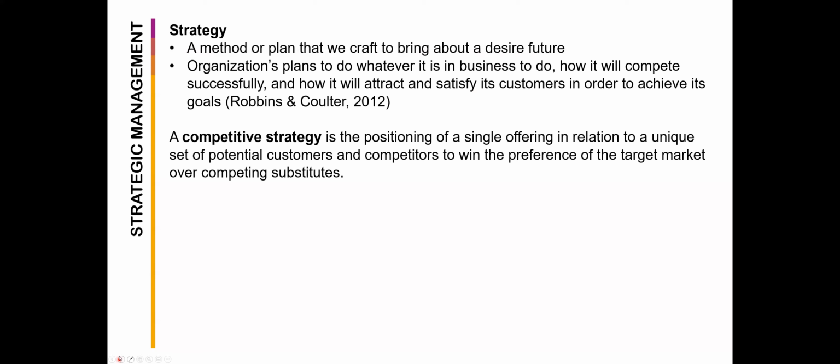So you could think of Apple and Samsung. Okay, so what exactly makes one better than the other? So that's actually their competitive strategy. Okay, so now how do customers choose? Okay, so maybe let's end on this slide.